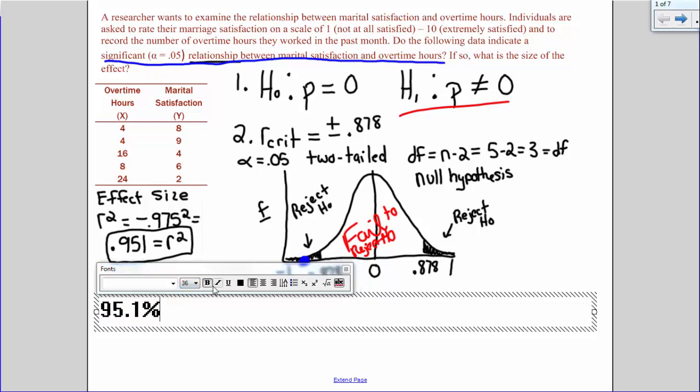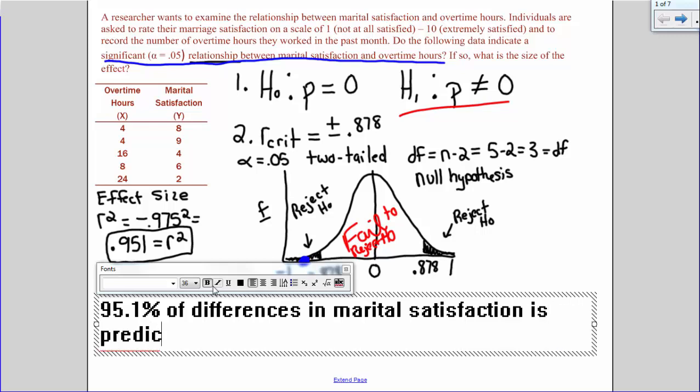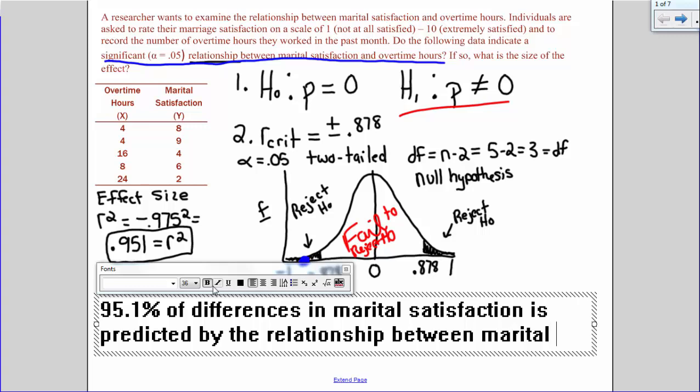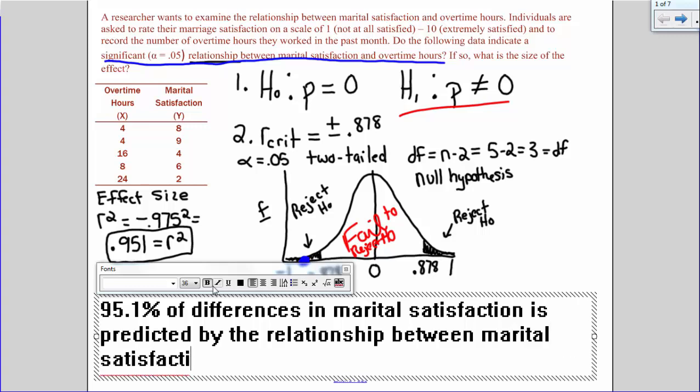So 95.1% of differences, let's not use the word variability because differences is a little less fancy, in marital satisfaction, our dependent variable, is predicted by the relationship between marital satisfaction and overtime hours.